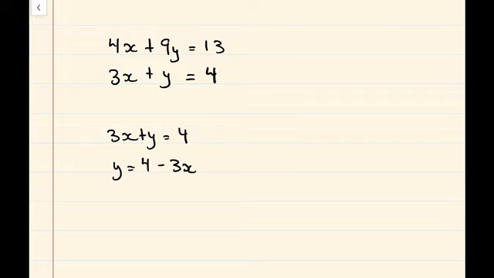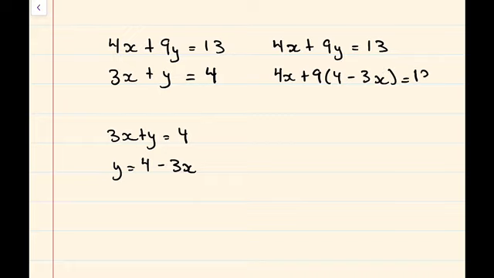And that was pretty simple. We already have what y is equal to. Let's just use the first equation to solve for x. You could use either one. We're just going to go with the first one. So 4x plus 9y is equal to 13. And 4x plus 9 times (4 minus 3x) is equal to 13. So 4x, we're going to multiply out the bracket. 9 into 4 is 36. And 9 into negative 3x will be negative 27x. And that full thing is just going to be equal to 13.